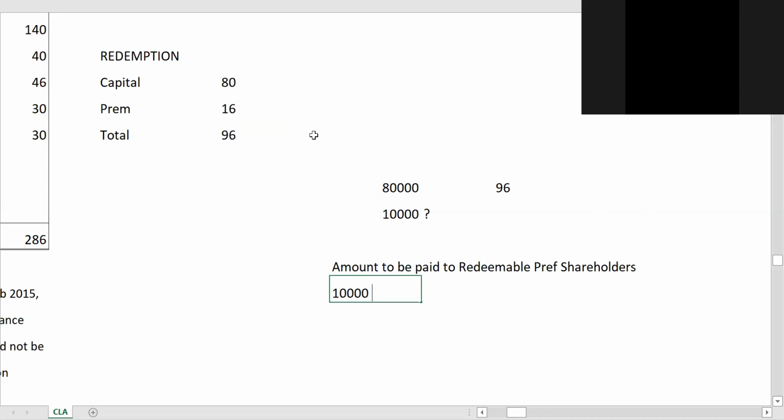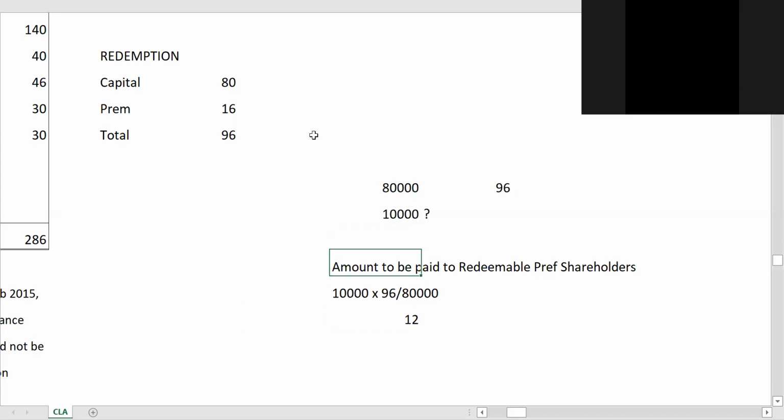Sir, we'll do 10,000 into 96 divided by 80,000, isn't it? Yeah, 10,000 into 96 upon 80,000. So all four zeros get cut. Basically, it is 96 upon 8, which is 12. So 12 is the amount which you should pay.